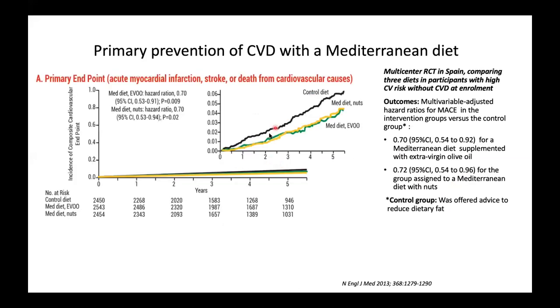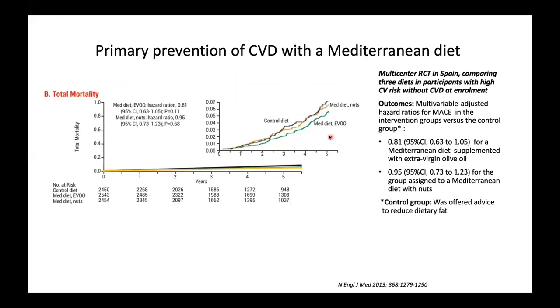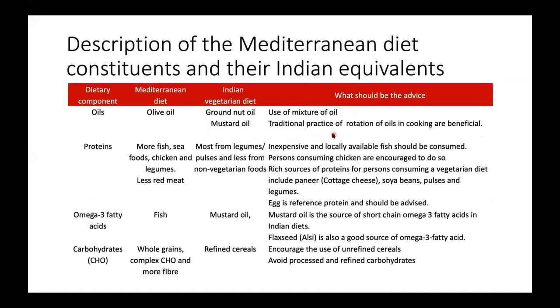And then it was shown that the primary endpoint, combining acute myocardial infarction, stroke, and death from cardiovascular disease, was reduced by the Mediterranean diet, both the Mediterranean diet with nuts and the Mediterranean diet with virgin olive oil. They have shown a reduction in the cardiovascular event rate. Even the total mortality was reduced, but it was not statistically significant.